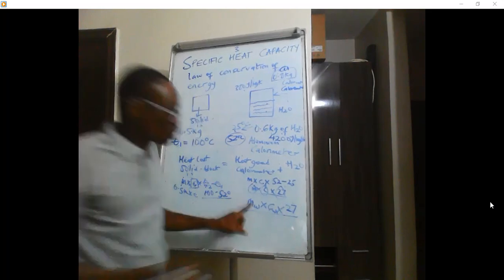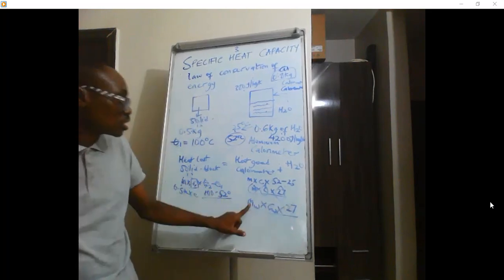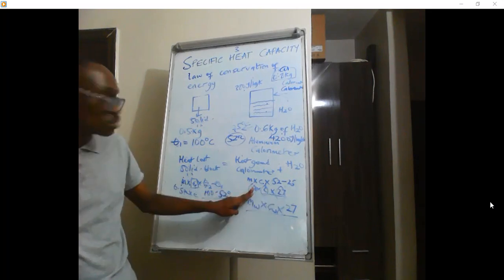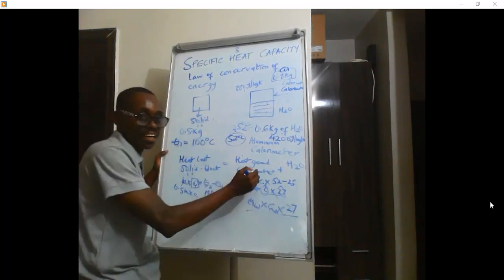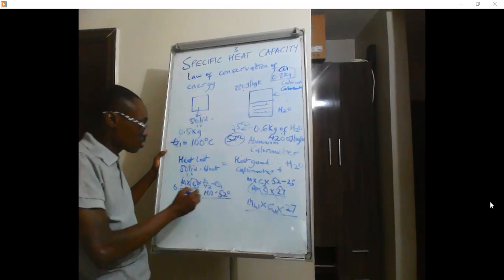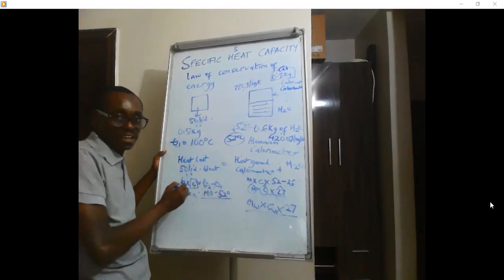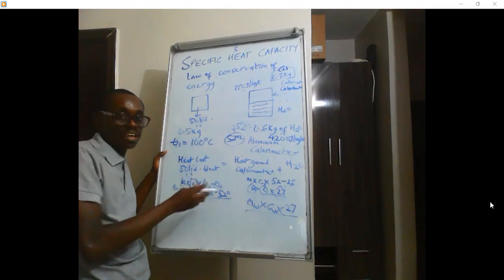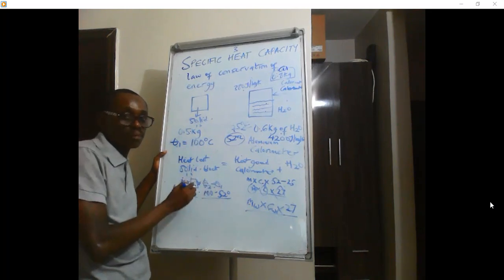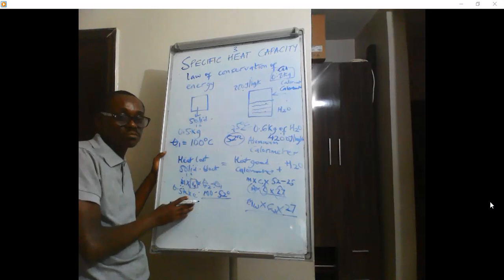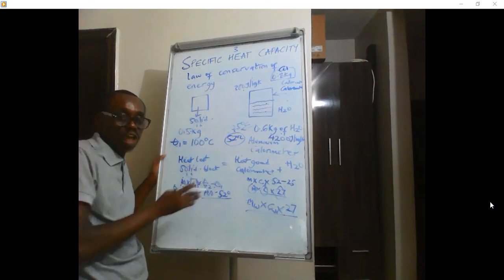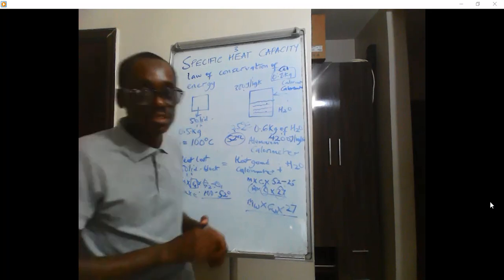So when you multiply this, it will give a value in joules. You multiply this other one, it gives a value in joules. So you add these two together, have a value. Then equate it to this value here. This will be in terms of C. So with that, you can actually work out the specific capacity of the solid in this question. So we're going to use this principle to actually solve some questions.